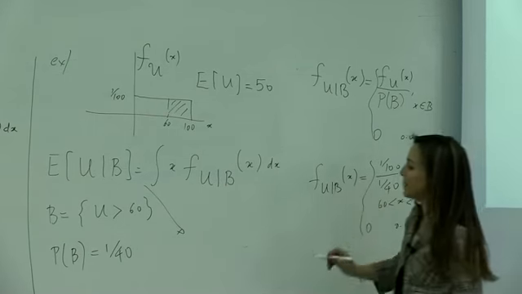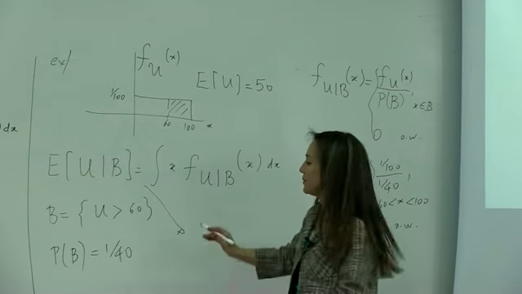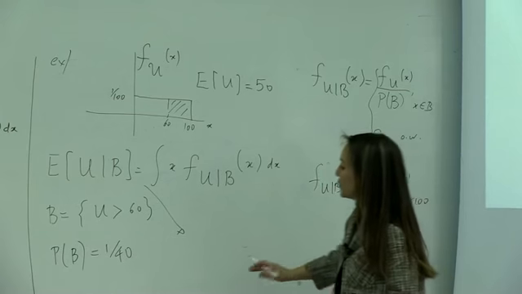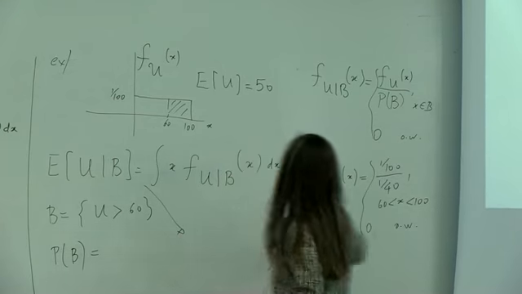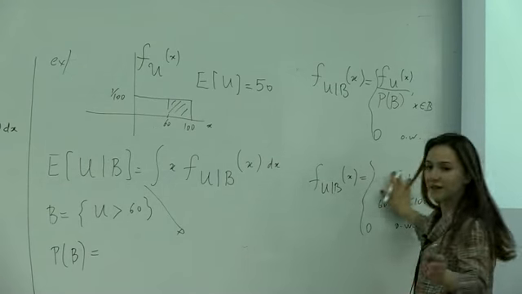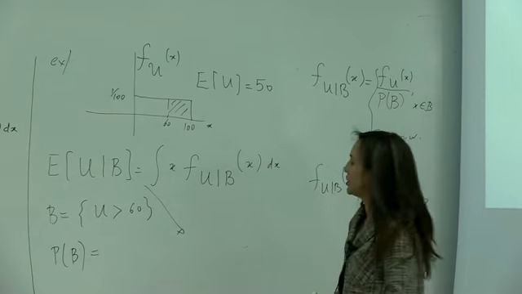Oh, 1 over 40 times 60. Wait. Let's see. Why did I write 1 over 40 here? This is 1 over 40. This is going to be 1 over 40. I'm sorry. Thank you for the correction.